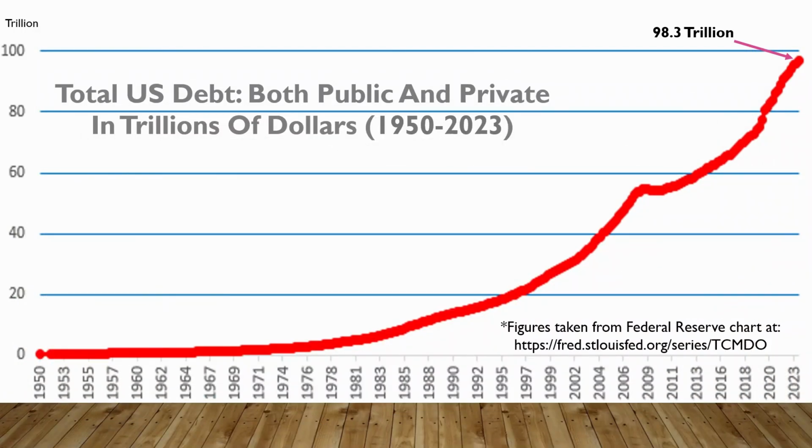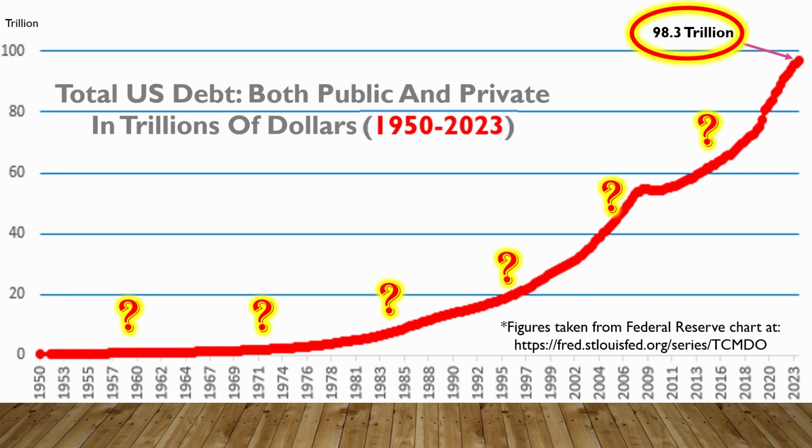What you are looking at is a chart that shows the increasing amount of debt in the United States from 1950 till now. According to the Federal Reserve System, as of October 2023, the United States currently has accumulated over $98 trillion of debt. That debt includes both private and public debt. Is it possible the real cause for this increasing debt is something we are not willing to consider? I hope to show you it is.